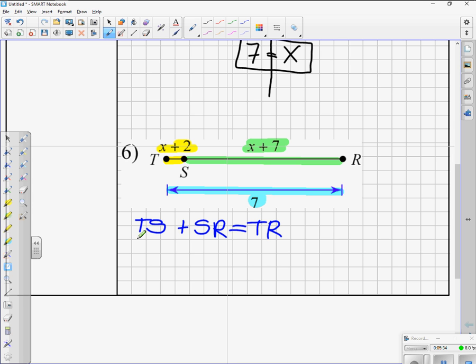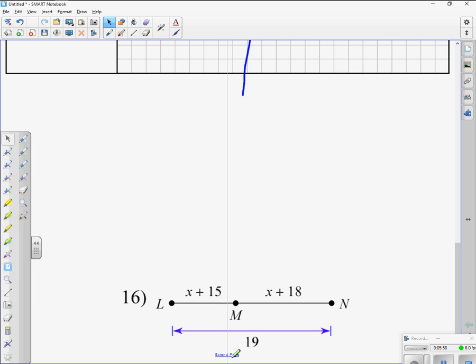Now, what is the length of TS? TS is x plus 2. What is the distance from S to R? That'd be x plus 7. And what is the length of TR? TR will be 7. And from here on, just follow the steps, okay? Now, next example, I'm only going to set up for you. I'm not going to do it.